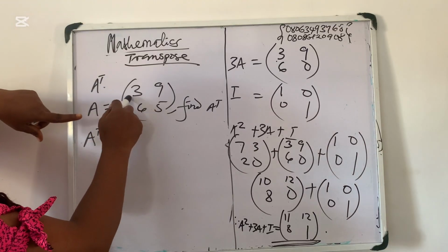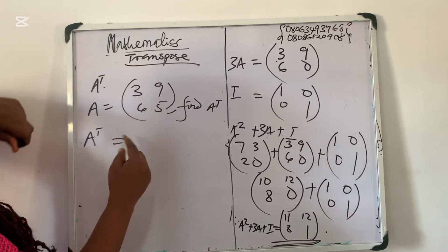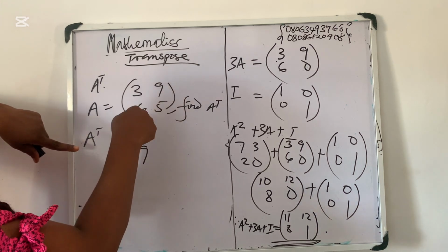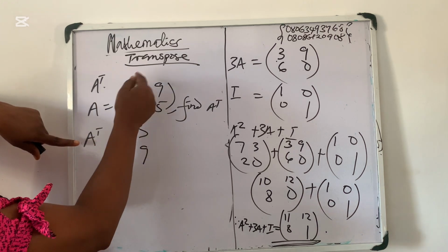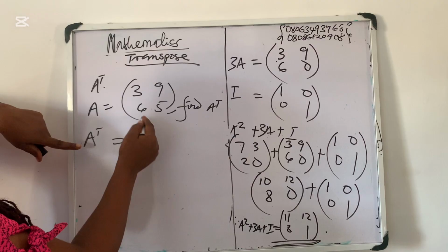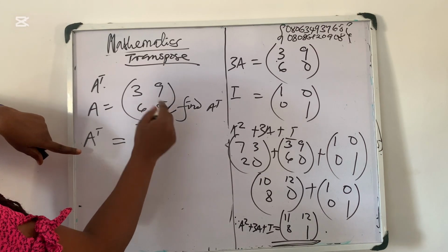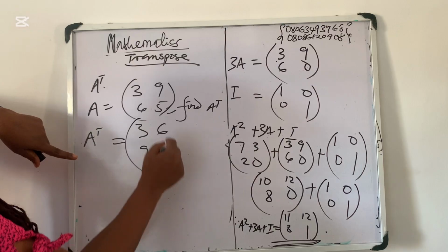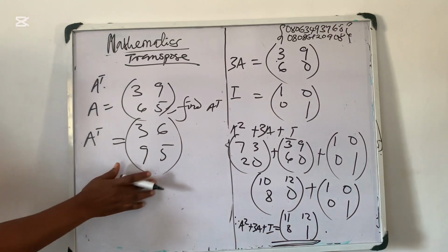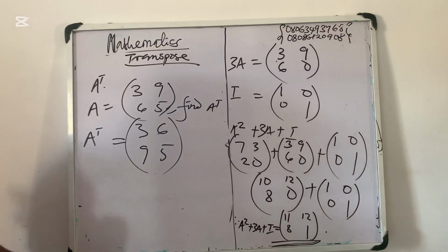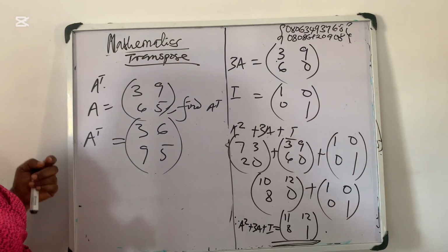A transpose is simply interchanging row for column and column for row. Now row 1, which is 3, 9, becomes a column. You can see that it is now in a column; before, it was a row. Now row 2, which is 6, 5, becomes column 2. It is as simple as that. We don't need to spend so much time here. It's just interchanging row for column and column for row.